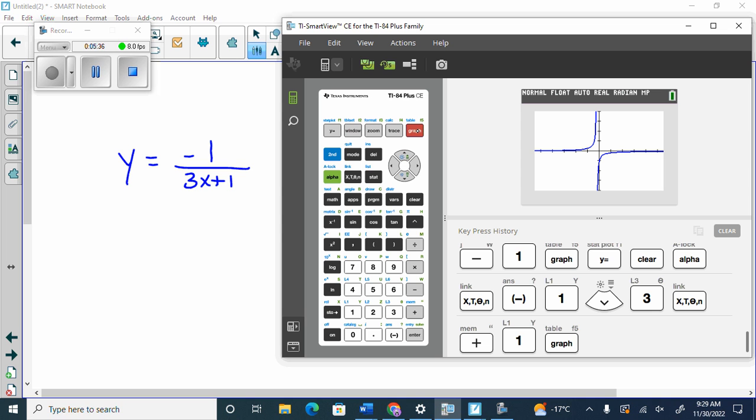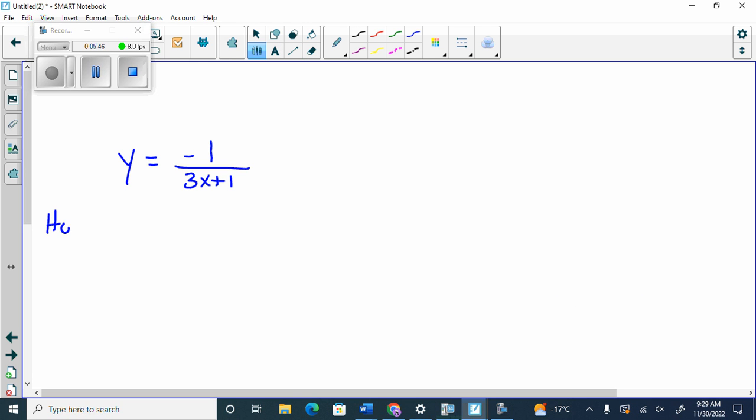Or does it look like my horizontal asymptote's at the x-axis, which is y equals 0? So I would say horizontal asymptote. And what's my vertical asymptote?